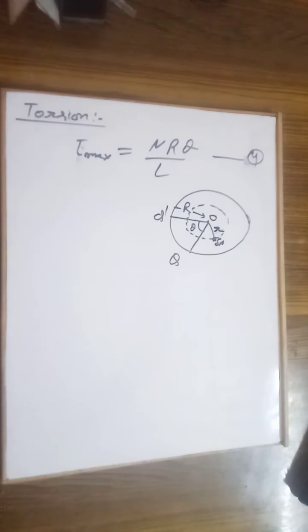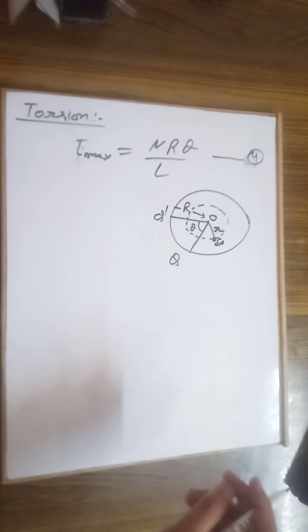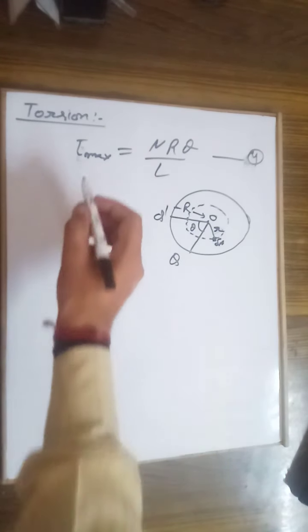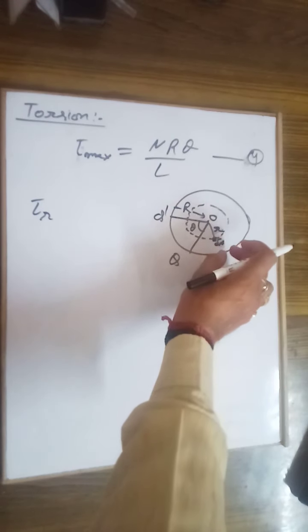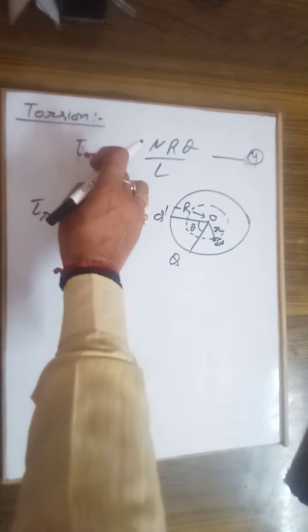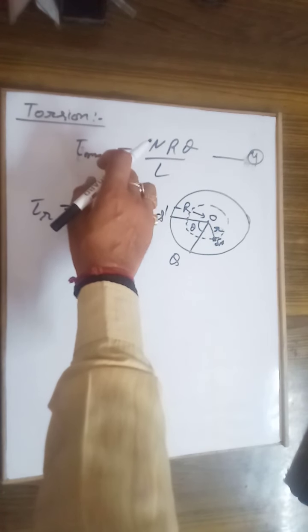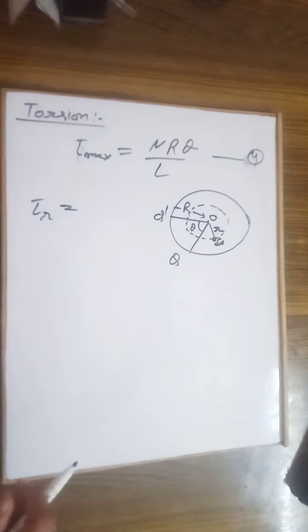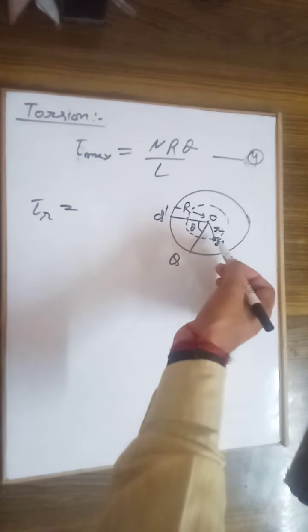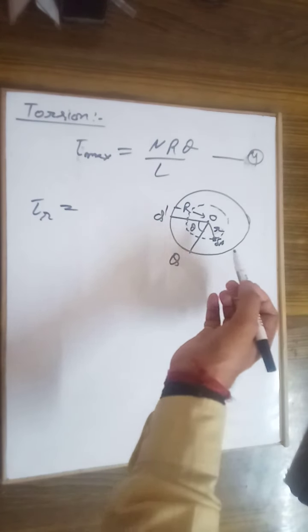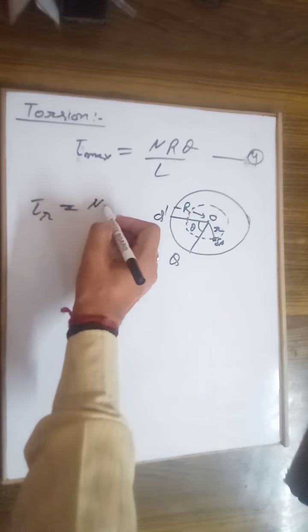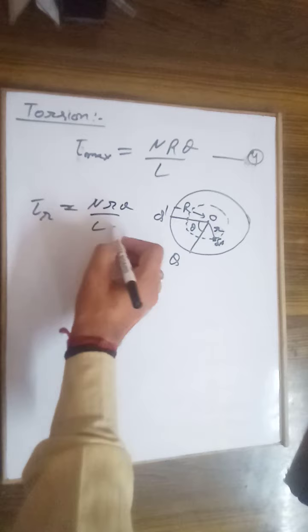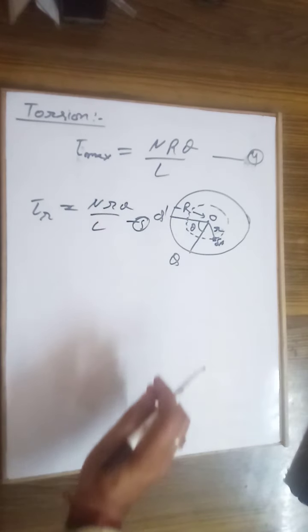So we can say the value of this tau r for this small part, this was the maximum value of the shear stress we found out. Now for this small segment, if we want to find it, that will also be equal to this same sum. We can say it's n r theta over L. So this is our equation number 5.